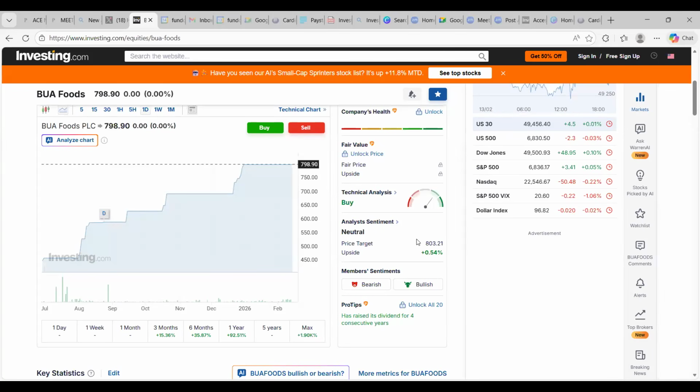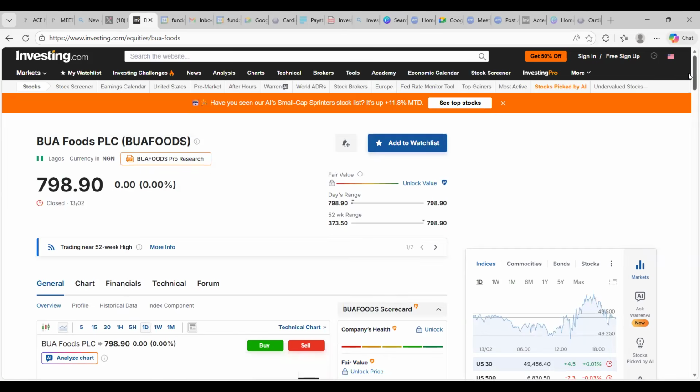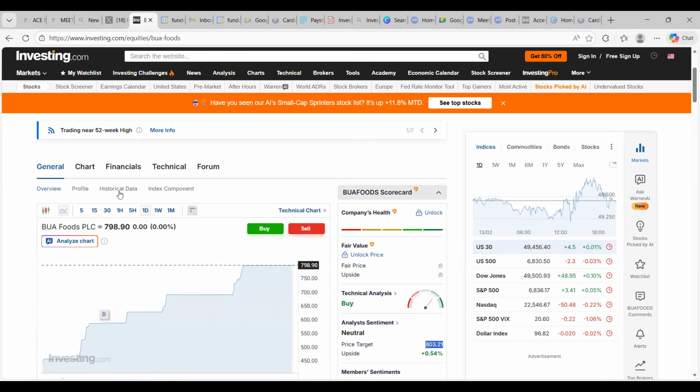Why? The target price of Boa, according to technical analysis, is 803. When they say target price, that's the price that we speculate that this share price will get to within the next 1 year. So it's currently 798. It will go to 803. At least that's like 5 naira gain that you can make on these shares within the next 1 year. That's for Boa. So you want to check the historical movement of the share price to convince yourself further.